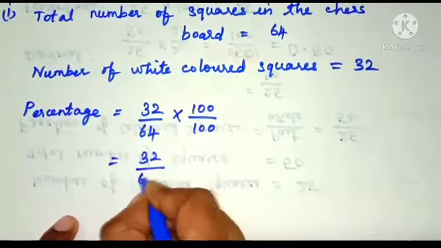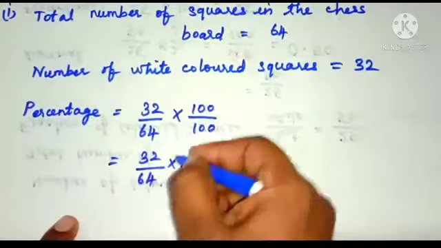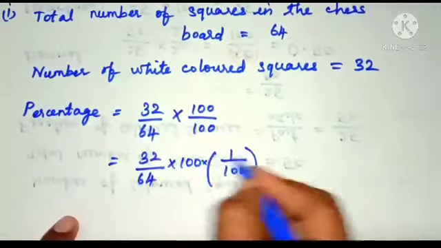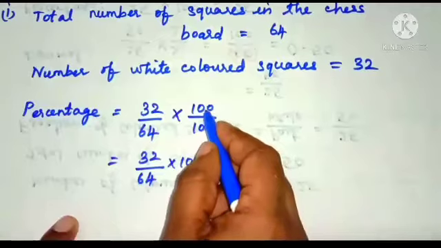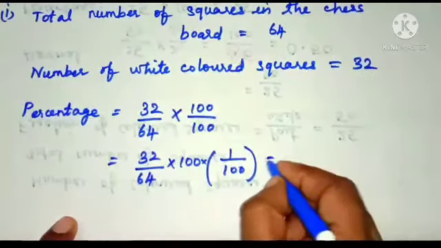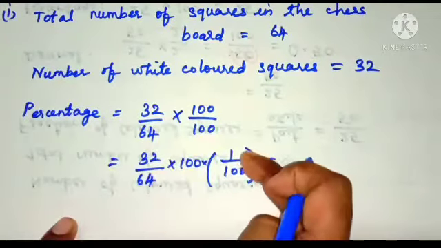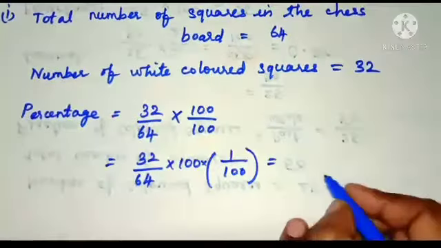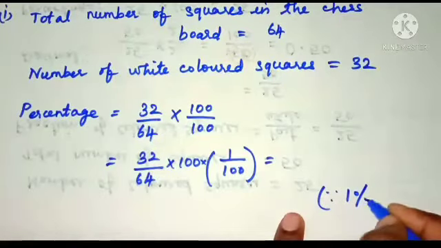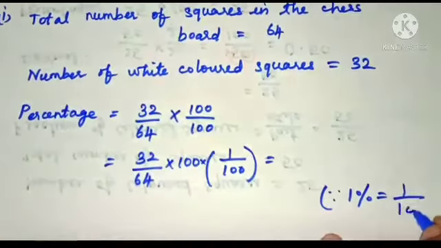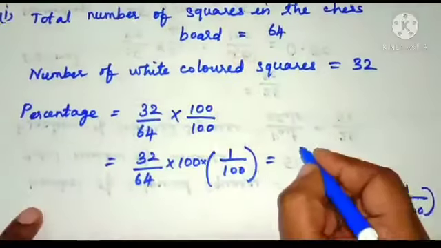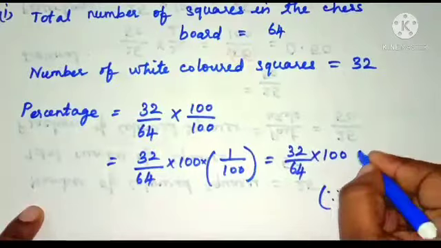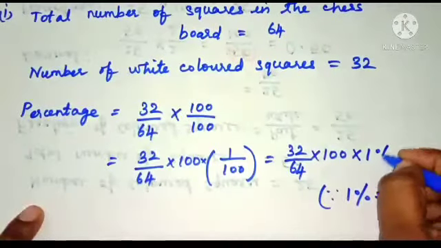Okay. Now 32 by 64 multiply by 100 and take this 1 by 100 separately. Okay, 1 by 100 and bring this 100 here. Now we can cancel these values and we can put 1 by 100 as 1% because 1% is equal to 1 by 100. Now 32 by 64 into 100 into 1 by 100 is 1%.